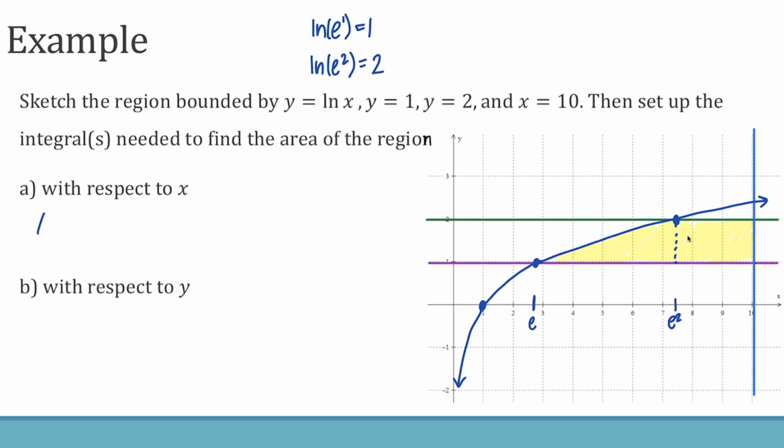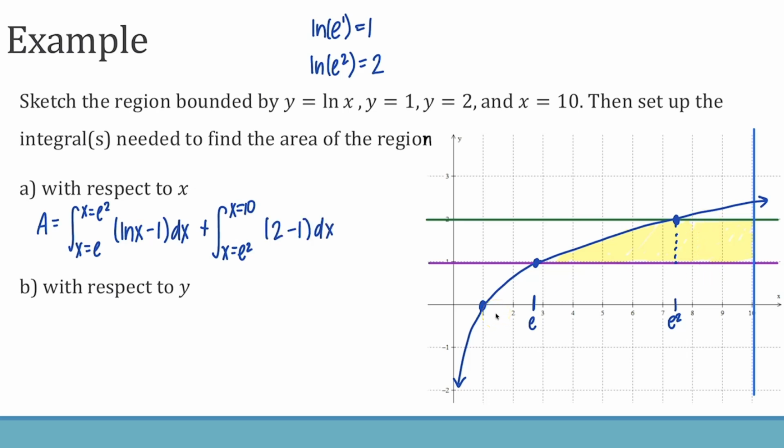x. So we're looking at our area would be x equals e to x equals e squared. So our limits of integration are x values, and then top minus bottom. So we have natural log x minus 1 dx plus, so we're going to keep adding on more area here, the integral from x equals e squared to x equals 10. That was our vertical line over here at 10. And then top minus bottom is 2 minus 1 dx.